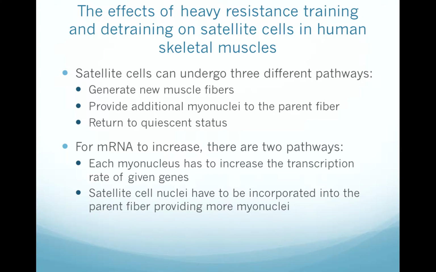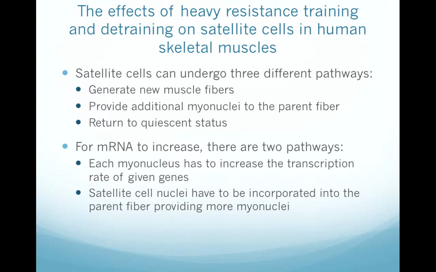So I chose the article entitled "The Effects of Heavy Resistance Training and Detraining on Satellite Cells in Human Skeletal Muscles" to see how satellite cells respond to resistance training and the detraining period after a resistance training program. The article discusses how satellite cells can undergo three different pathways: generating new muscle fibers, providing additional myonuclei to the parent fiber, or returning to that quiescent status.